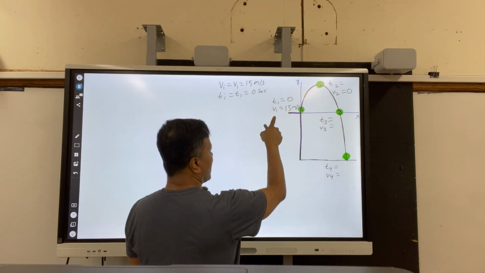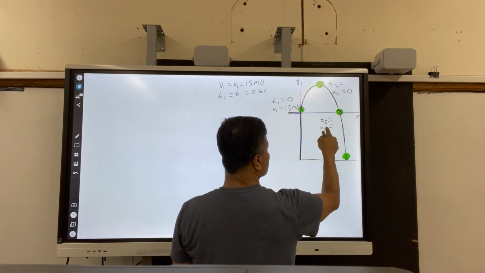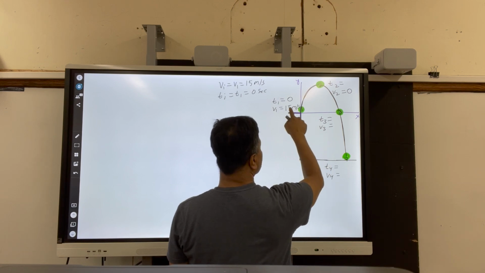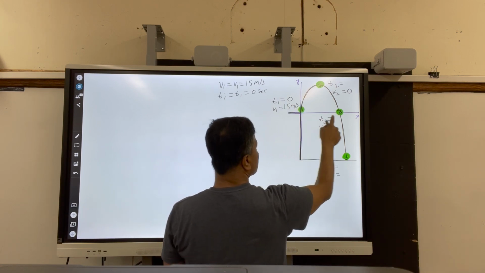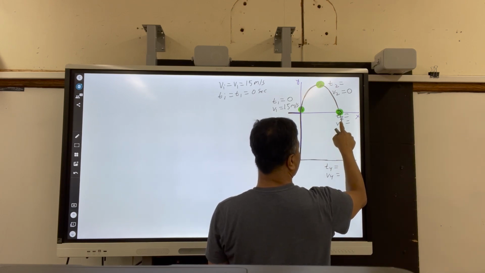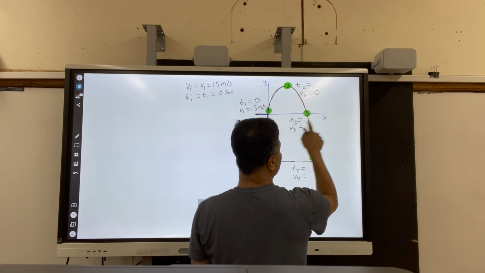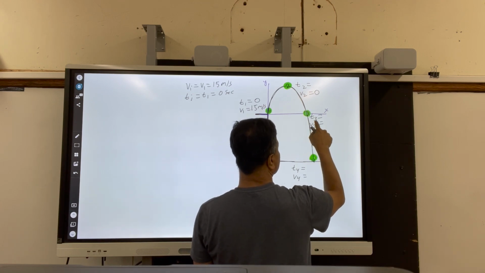Now, by symmetry, because this is a parabola, if this velocity is positive 15, this velocity has to be negative 15. So from the get-go, we're going to write negative 15 over here. I'm going to put this x over here so it doesn't get crowded.